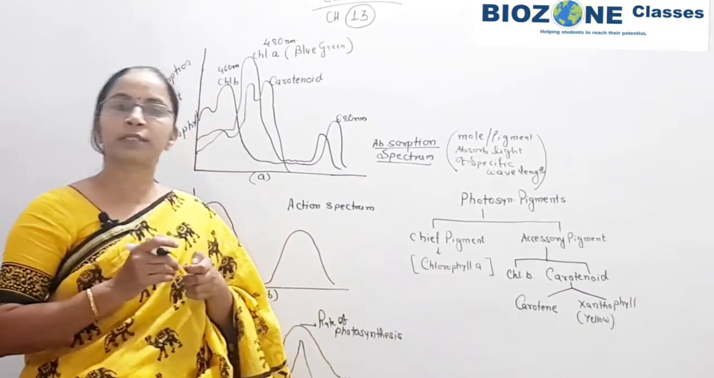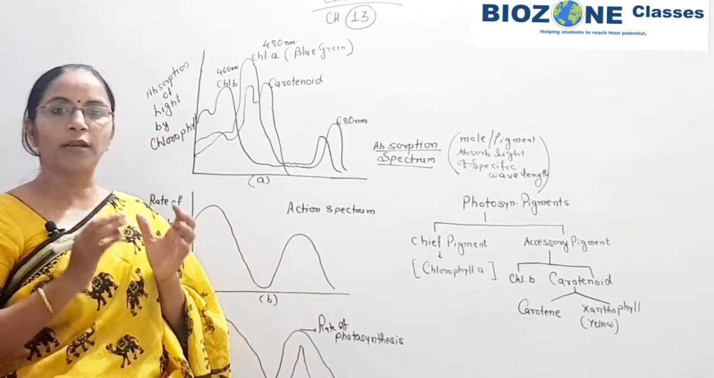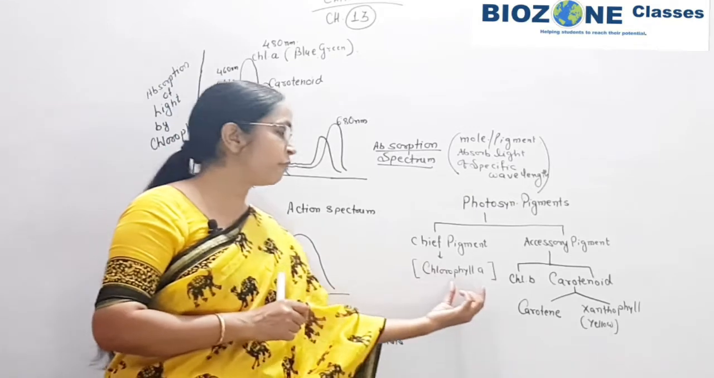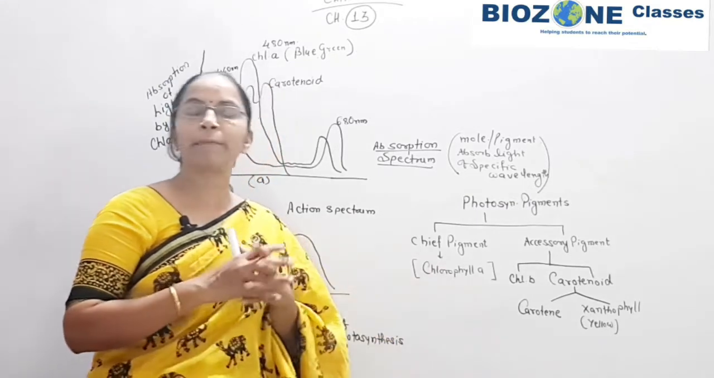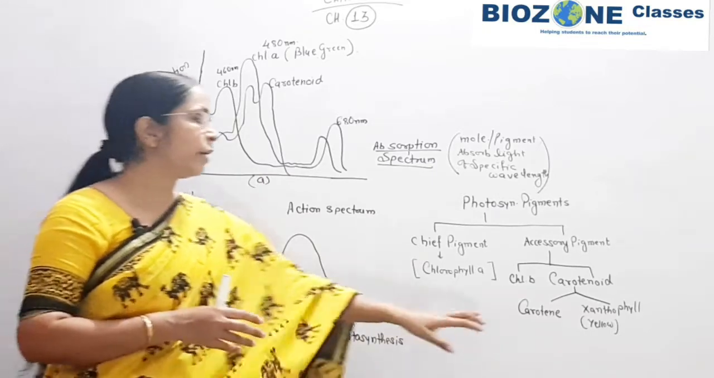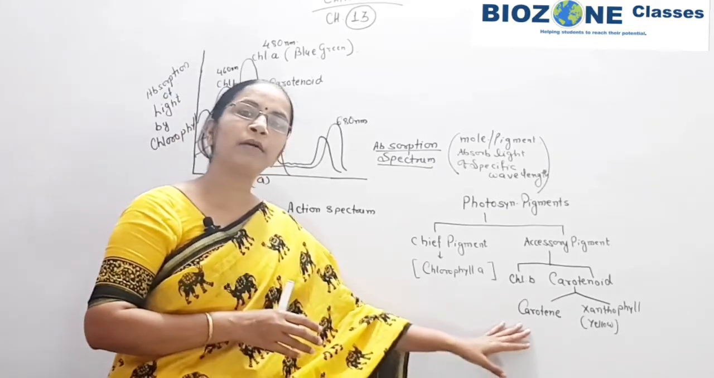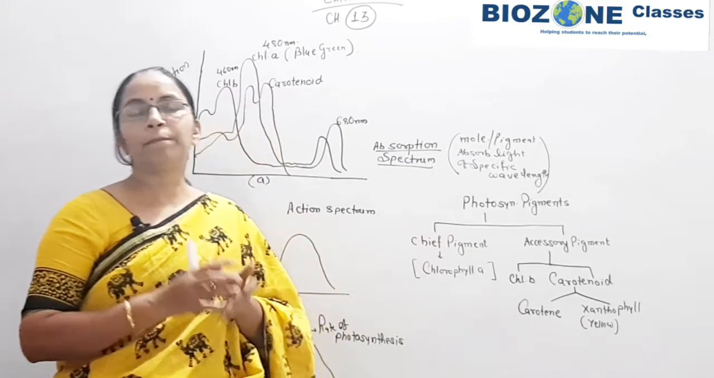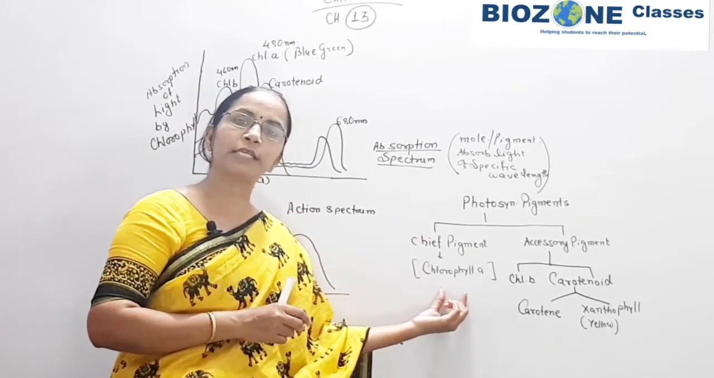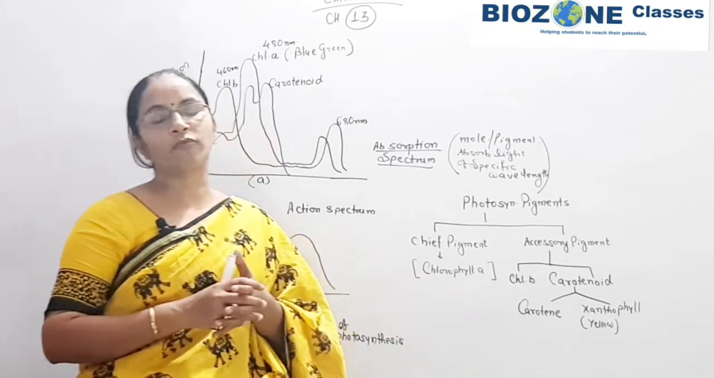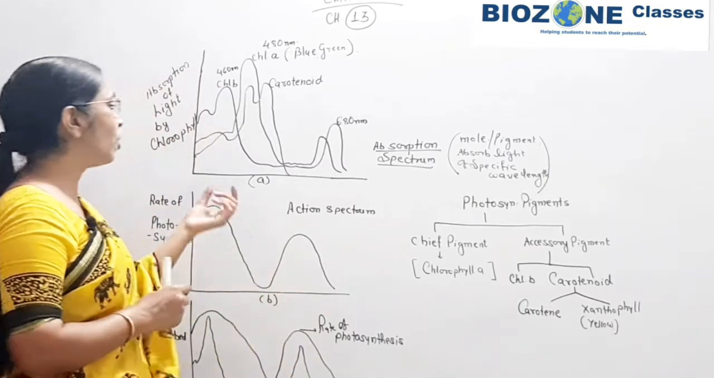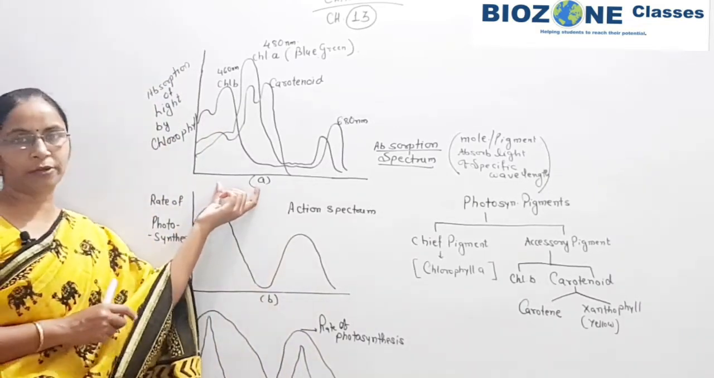When we come towards the photosystem or light harvesting complex, in that session we study that the chief pigment is responsible for the formation of the reaction center, and these accessory pigments are responsible for the prevention of this chief pigment, chlorophyll A or reaction center, from the process of photooxidation. So that we study later. Now we come towards the absorption spectrum.